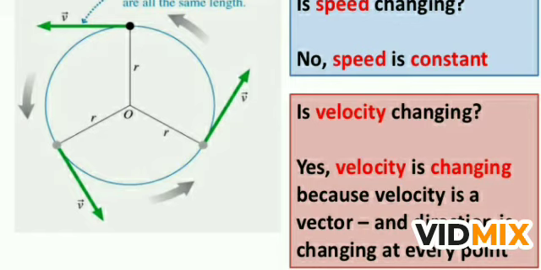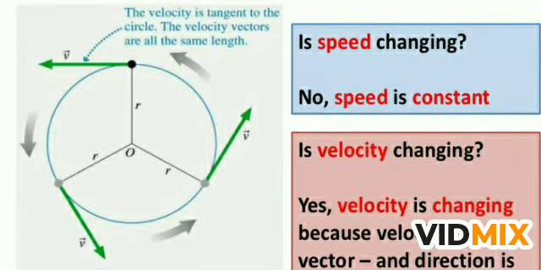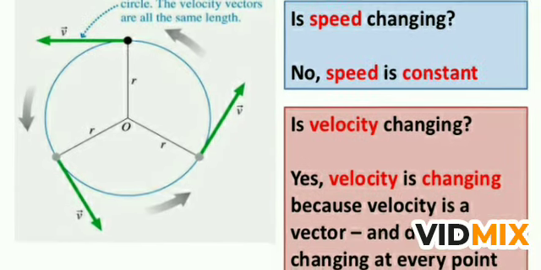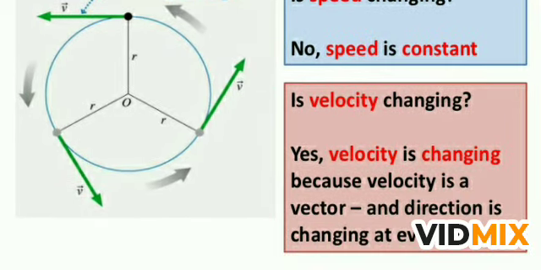So in uniform circular motion, speed is constant and the velocity changes. Velocity changes because it is a vector quantity, and since the direction changes at every point, the velocity changes at every point. And if there is a change in velocity, there is acceleration. So uniform circular motion is also an accelerated motion because the direction of the particle changes at every point, and change in direction is change in velocity, and change in velocity means there is acceleration.